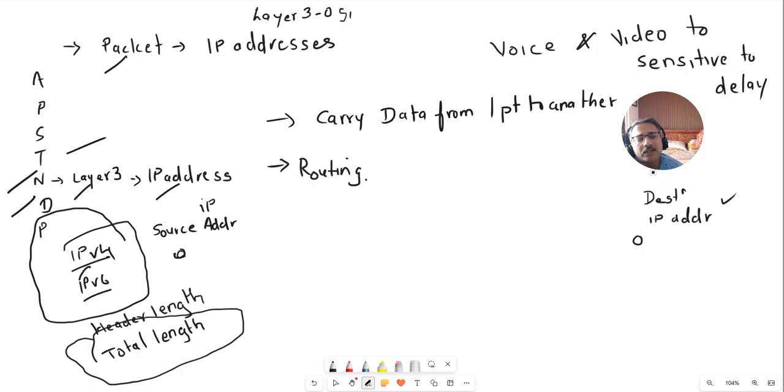If you remember the transport layer, we have discussed TCP and UDP, isn't it? So what is the function of TCP? TCP basically helps in error recovery and controls the flow of the data. So how does TCP do the error recovery?